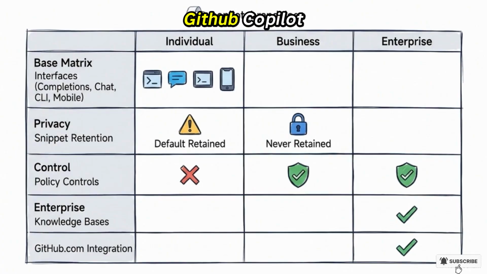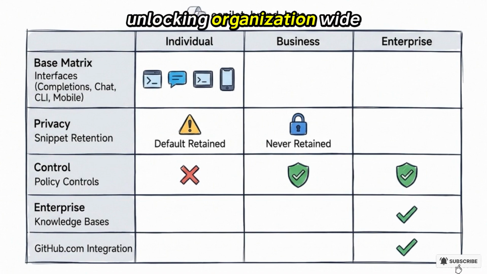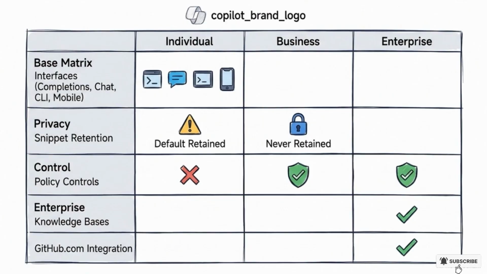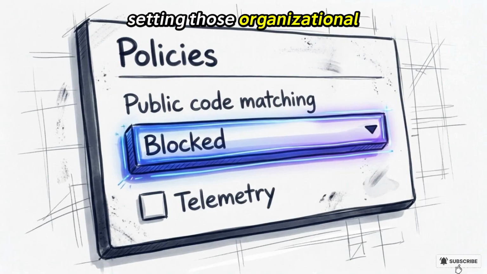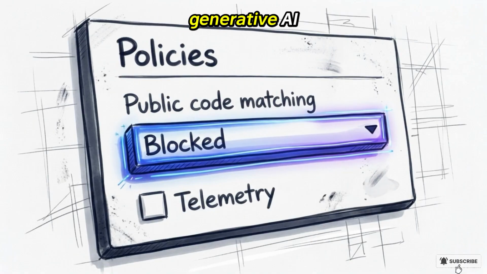This matrix compares GitHub Copilot individual, business, and enterprise tiers. The individual plan includes all interfaces, but code snippets may be retained for training unless you opt out. Stepping up to business, prompts are never retained, unlocking organization-wide policy controls. Enterprise adds custom knowledge bases for internal documentation and automatic pull request summaries within GitHub's web interface. Your subscription tier dictates your security posture. Setting those organizational boundaries ensures that adopting generative AI remains safe for your production codebases.